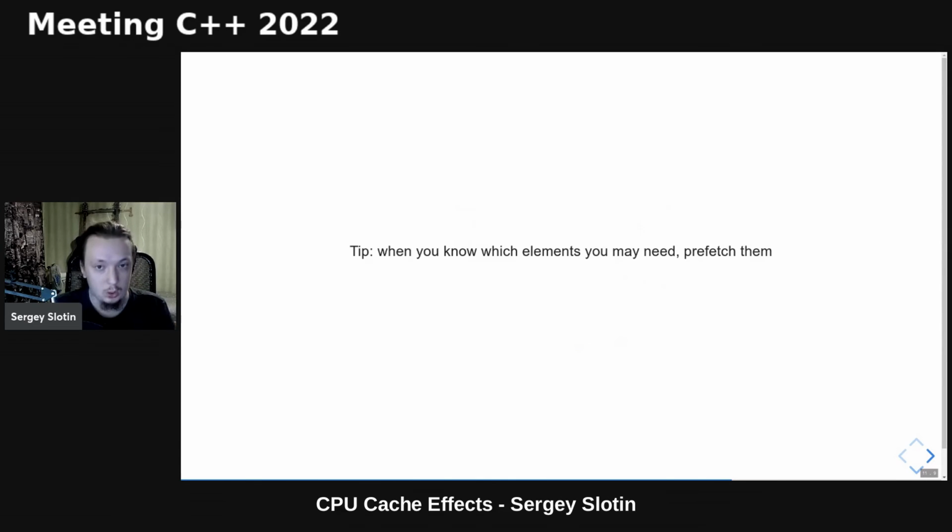So when you know which elements you will need, prefetch them. This is an artificial example, but there are cases where this is useful. They are just too complicated for this talk. Also, it is worth noting that a lot of cases are already handled by the hardware prefetching, and you actually fail more often, in my experience, than not when trying to insert software prefetching into practical programs, especially when you don't know what you're doing.